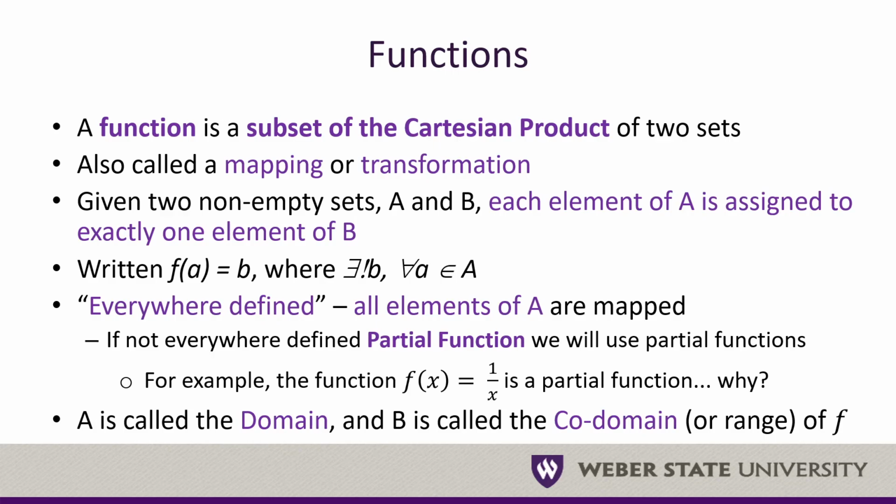And once again, the set A that we're taking the first element from for our mapping is called the domain, and the set that B comes from is called the codomain or the range. Range is probably the more common term for it because it's one thing to have a three-syllable word versus a one-syllable word, and most people like the one-syllable words more. Range is more common, but codomain is the technical term for it.